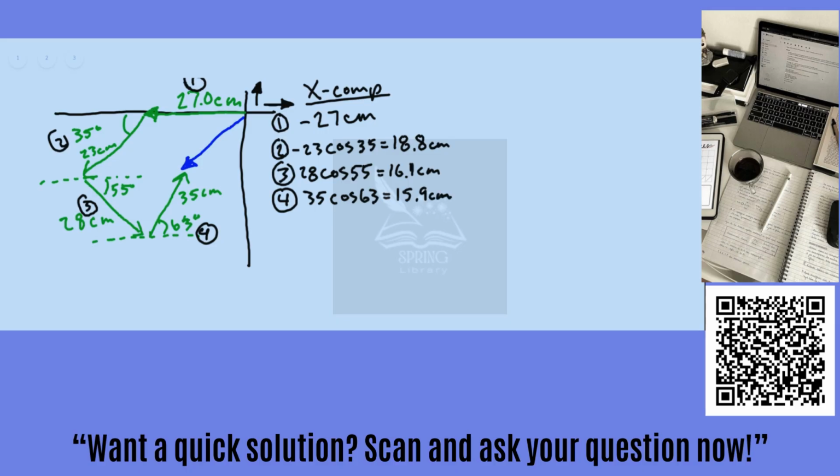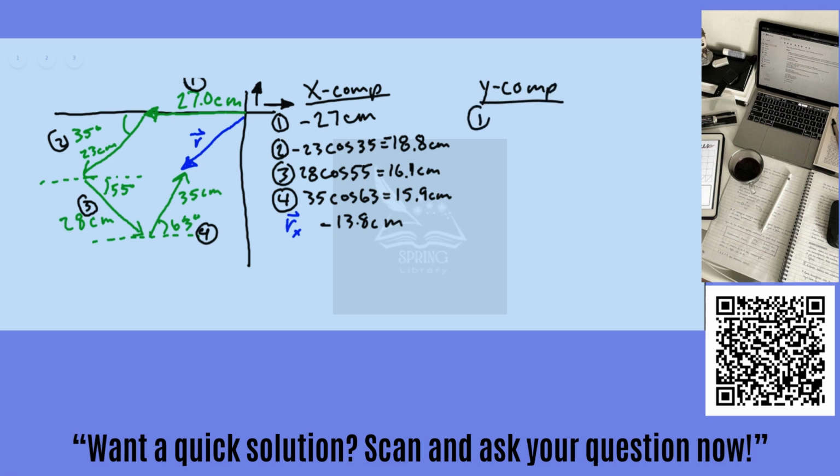All right, so we're going to add up all these components right here. These two negative components, these two positive components, and that'll all come out to be negative 13.8 centimeters. So that is the x component of the blue vector, the resultant vector right here. Let's do the y components for these vectors.